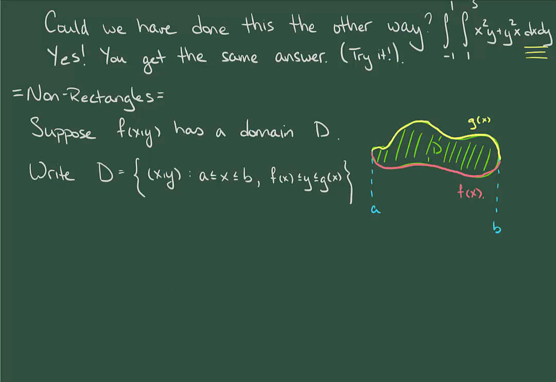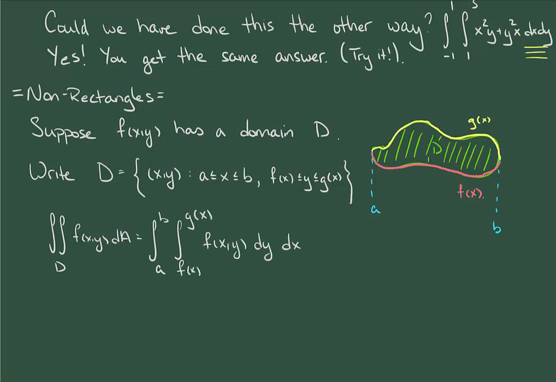In this case, when we write out what the integral is, we're still going to get the integral from a to b like we had before, but this time, instead of the integral from c to d, our functions are going to take the place of those numbers. So we're going to integrate from f of x to g of x, dy dx.